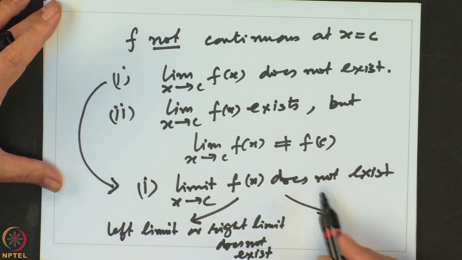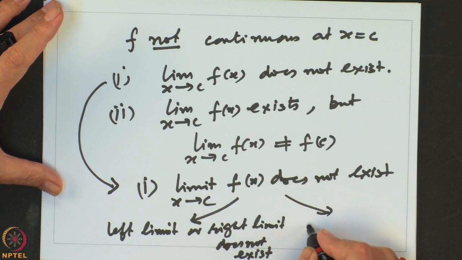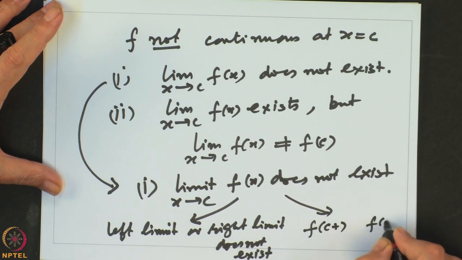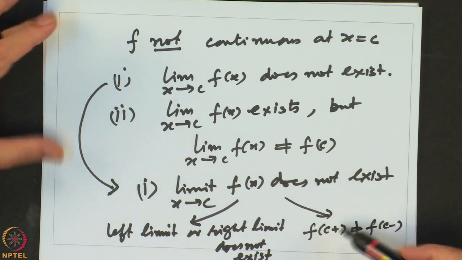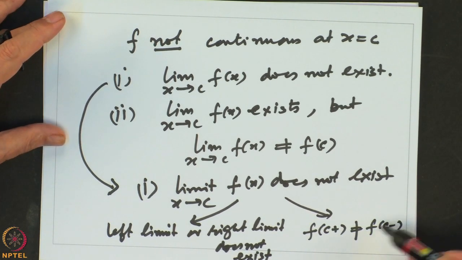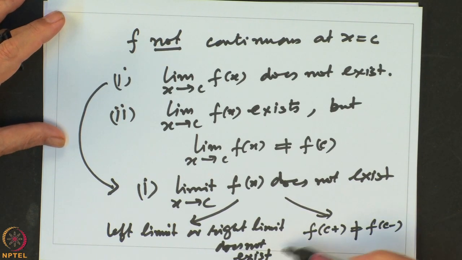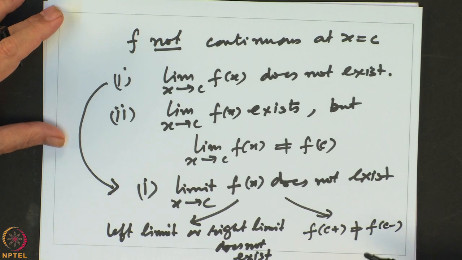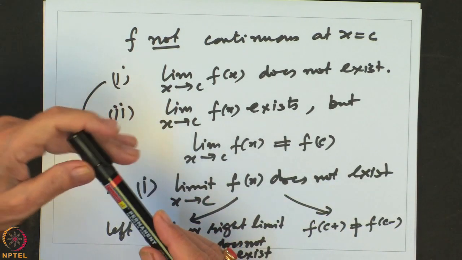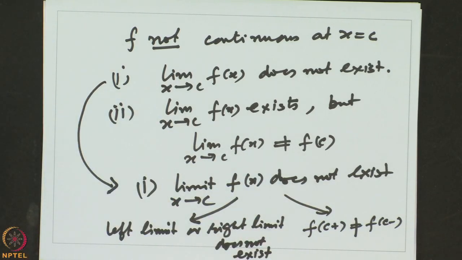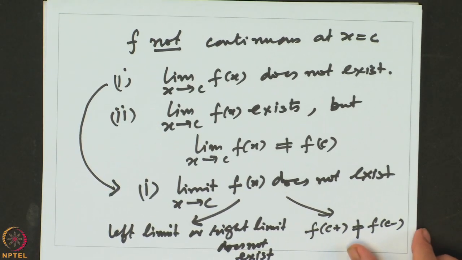a limit does not exist, but both one-sided limits exist. So, f(c+) exists, f(c-) exists, but they are not equal. So, that is another possibility. The left limit exists, the right limit exists, but they are not equal. Then also the limit will not exist. So, these are the various ways a function can be discontinuous at a point.